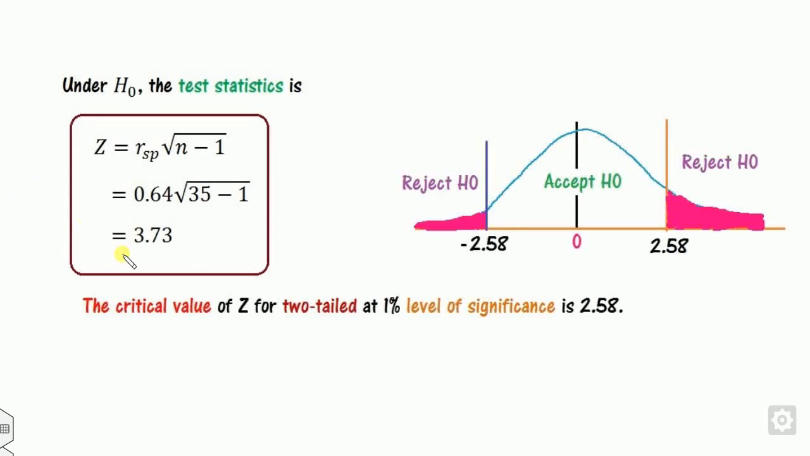The critical value of the Z test for the two-tail is 2.58. We already know that. Since it is a two-tail, it is drawn on both sides. Look at where 3.73 lies. 3.73 lies here in the rejected region. Since this value is greater than this, we reject H0.